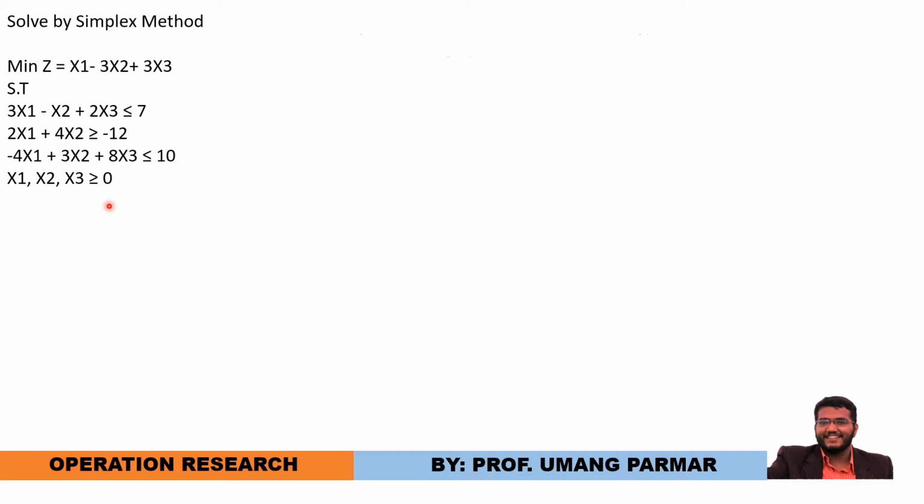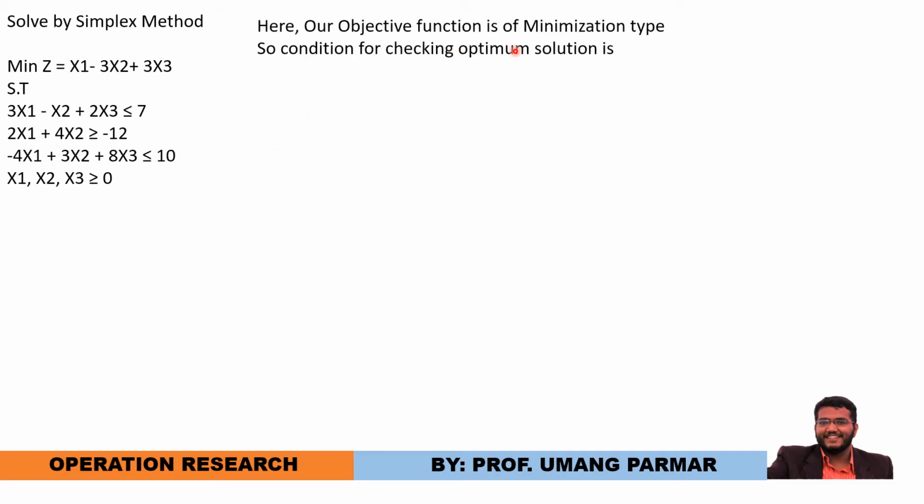Here we can see that our objective function is of minimization type. So we need to check for the condition, that all Cj minus Zj should be greater than or equal to 0, so that we can reach the optimum solution. Students, you need to remember that whenever we solve a minimization problem, our condition is all Cj minus Zj should be greater than or equal to 0.